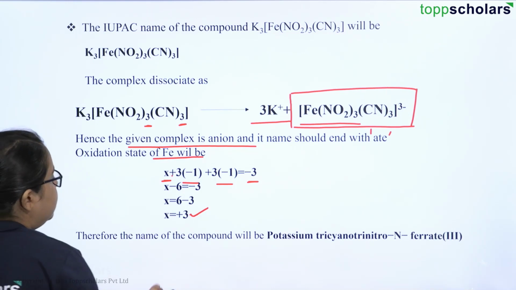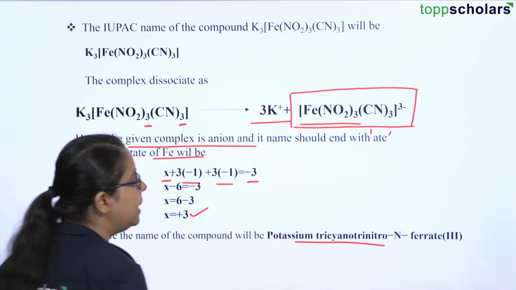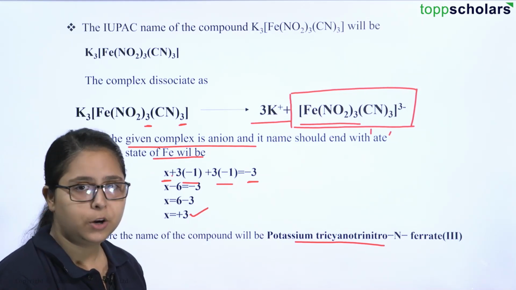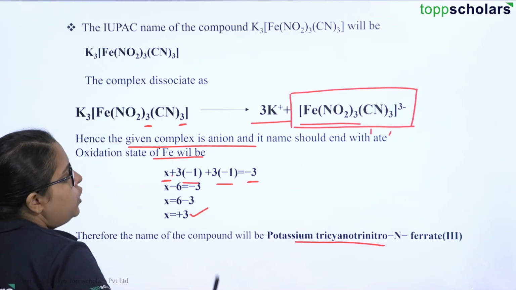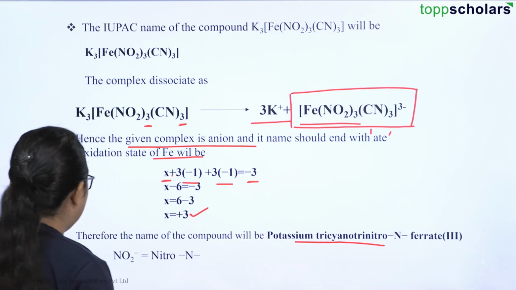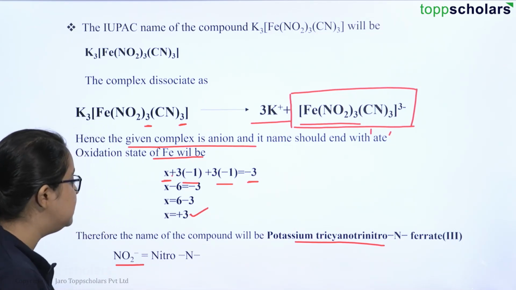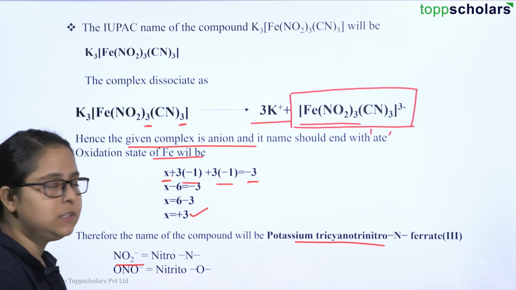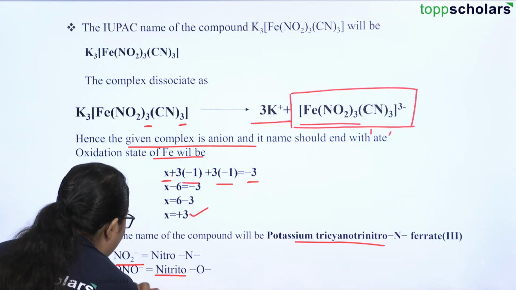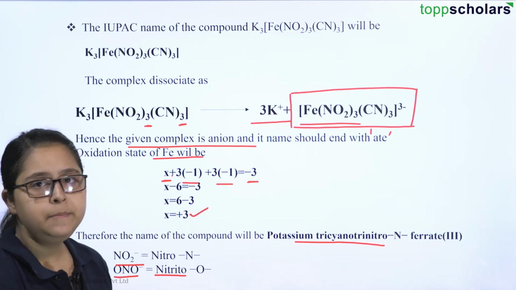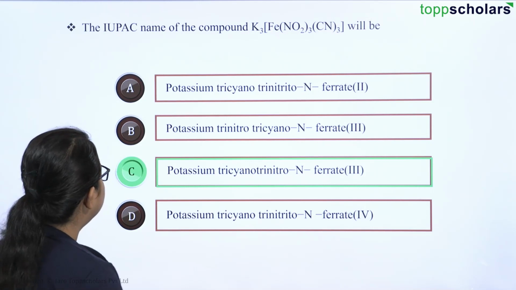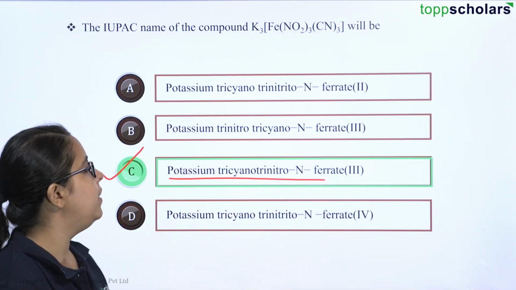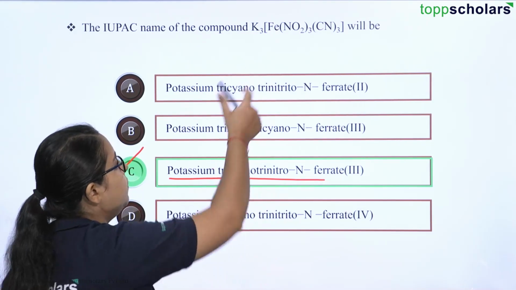Now naming it, the name will be potassium tricyano trinitro-N ferrate, and the oxidation number will be 3. Now since we talked about some groups, let us talk about those also. NO2 minus is the nitro group, and nitrito was also spoken in the options, right? This nitrito is the ONO group. So the correct answer for this question becomes option C. Potassium tricyano trinitro-N ferrate(III) is the name of the given complex.